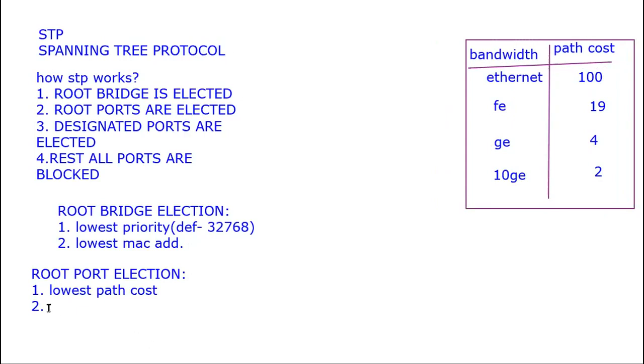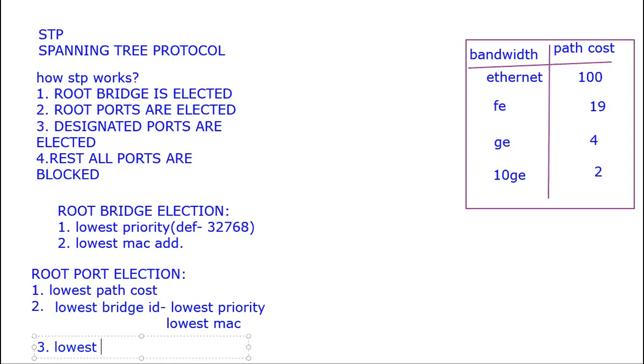If the path cost is the same, in that case, we look for the lowest bridge ID. Now, what is bridge ID? Bridge ID is the combination of priority and MAC address again. It looks for the lowest priority. If priority is the same, then lowest MAC. If the bridge ID is also the same, then the election is done on the basis of lowest port ID. That is the tiebreaker. This is how root port election is done.